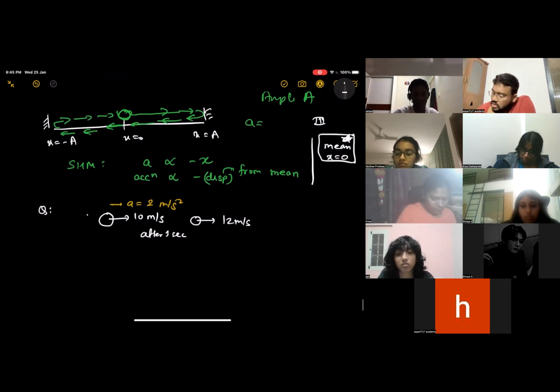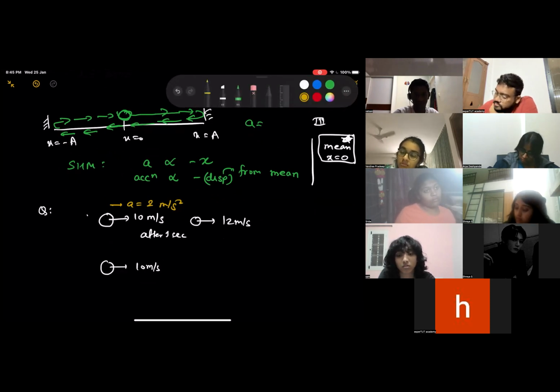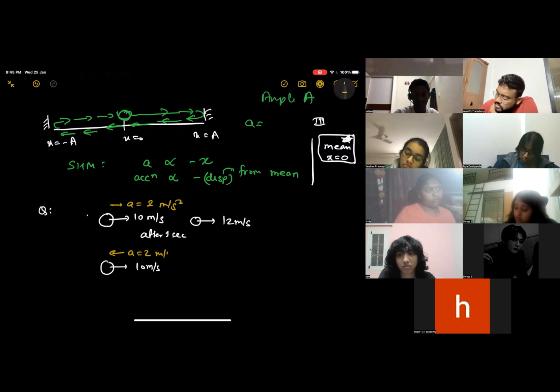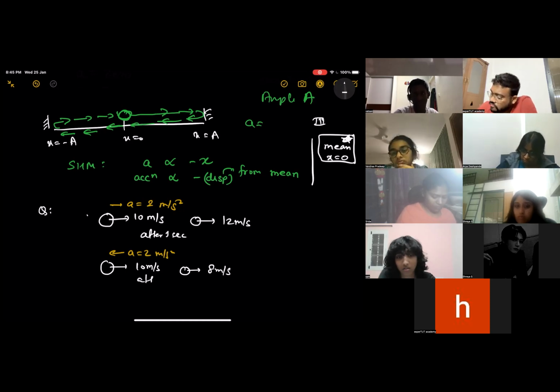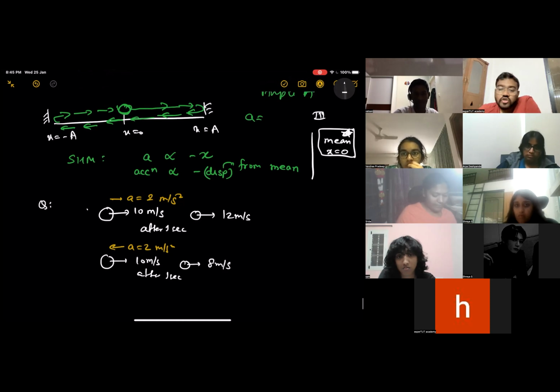Tick. Next question is, if this is 10 meters per second, but the acceleration is backward, equal to 2 meters per second square, then what is the speed after 1 second? 8 meters per second. Now, what observation can you have from this? Can you say something in English terms, quickly. If acceleration is in positive x direction, then speed increases, and if it is in negative x direction, then it decreases.